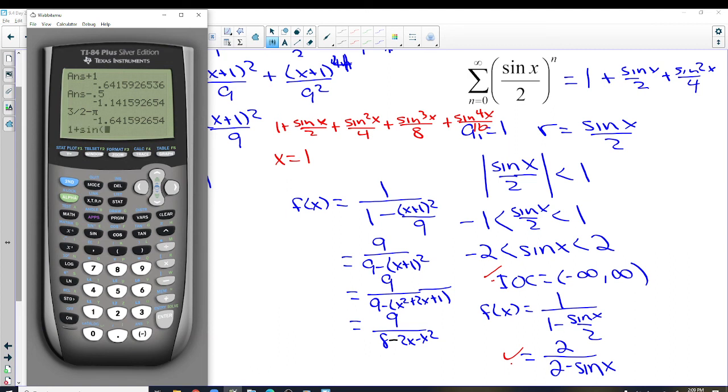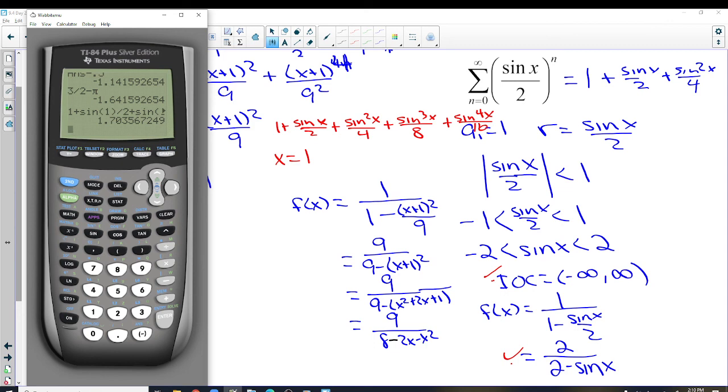1 plus sine of 1 divided by 2 plus sine squared of 1 divided by 4 plus sine of 1 to the third divided by 8 plus, last one, sine of 1 to the fourth divided by 16. Right? So what did that just do? What did I do there?